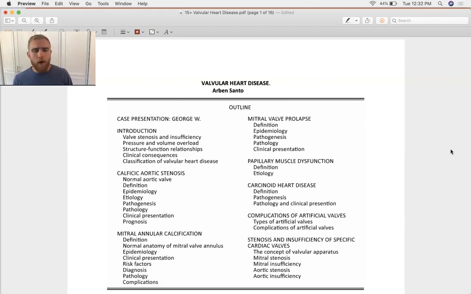So we're going to start off with aortic stenosis, which is the most common valvular damage. And then we're also going to talk about mitral valve prolapse, which is another very common form of valvular damage. And the others, I would say, are pretty low yield in comparison to those big two categories, but they're also worthy of knowing about just in case you ever encounter them.